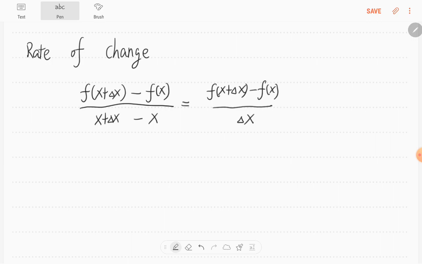The numerator is the change in the f values or y values. The denominator is the change in the x values. It tells you the rate at which the y values change based on the x value change, right? So we denote this by delta f over delta x, which is the change in f based on the change in x. We use this notation to denote this difference quotient. We give it a name, which is called the average rate of change.